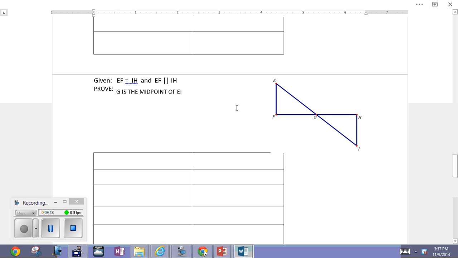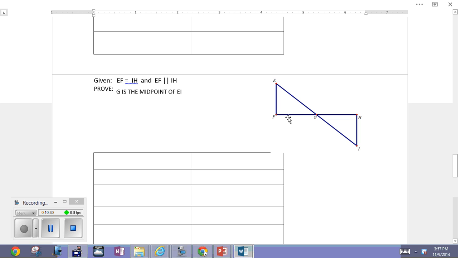Here, we wanted to show that G is the midpoint of EI. Well, show that the two triangles are congruent first, based on the parallels, when we're going to pick up alternate interior angles, EI and FH, and we're going to have that EF and IH are equal, so you're going to have angle side angle to show that the triangles are congruent. But now that the triangles are congruent, we can pick up, mainly, that EG and GI are going to be congruent. And if they're congruent, then G must be the midpoint.